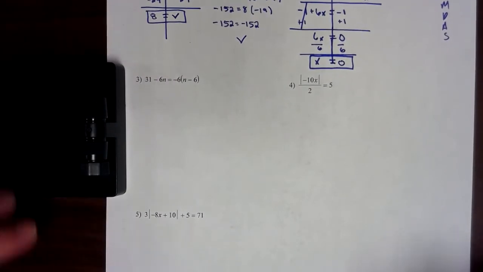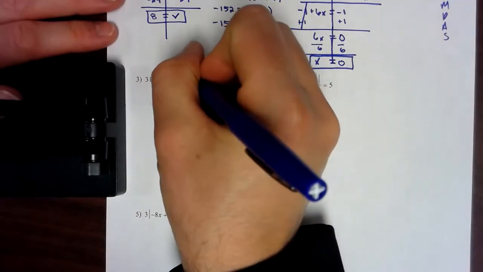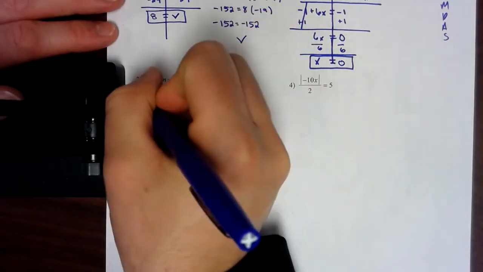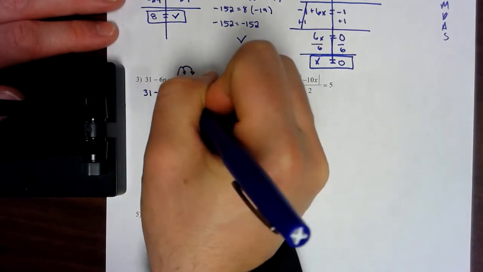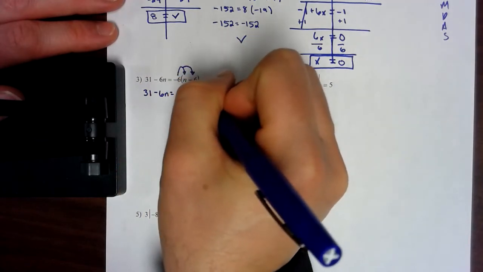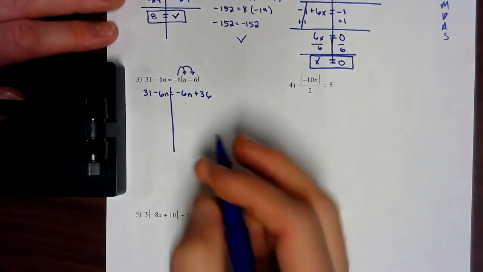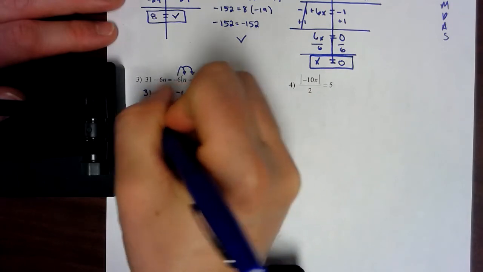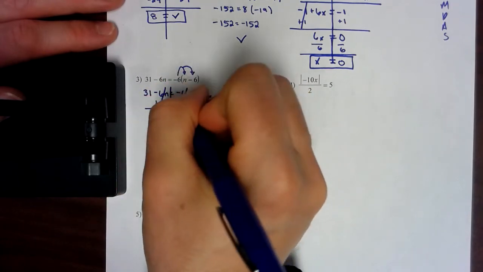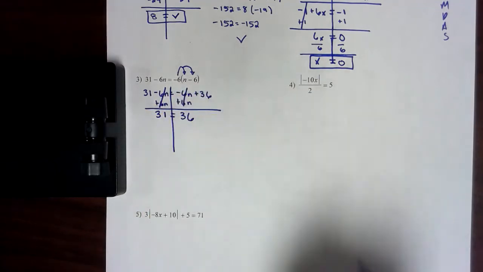Number 3, again, going to be a little bit different here. Left-hand side is simplified. Right-hand side, I notice parentheses. I'm going to distribute that -6 into the parentheses. So 31 minus 6n equals -6n plus 36. Just like before, let's try to get the variables all to the left-hand side. So I'm going to add 6n to both sides. And when I do that, all the n's go away, leaving us with 31 equals 36.